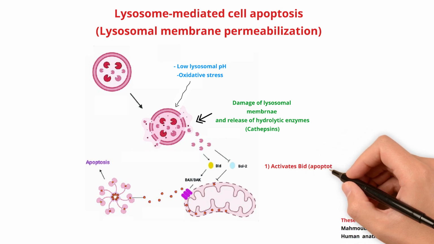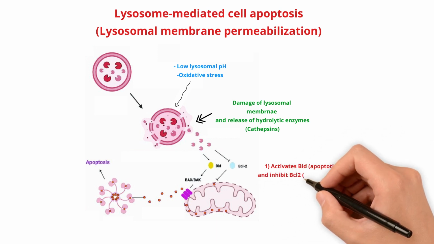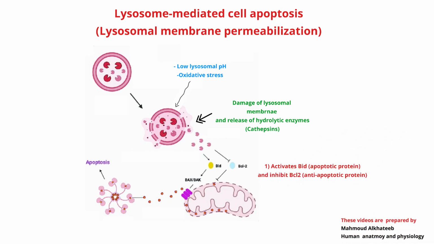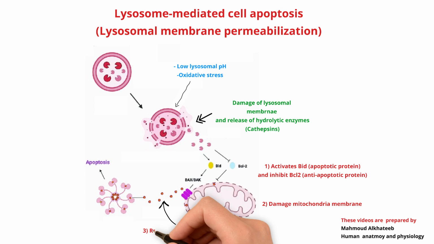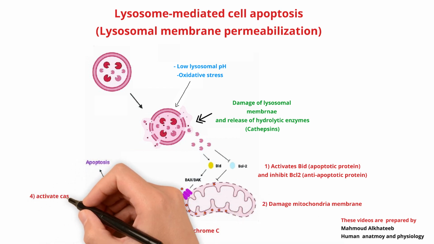Once released, cathepsins activate the pro-apoptotic proteins and degrade the anti-apoptotic BCL2 proteins. This leads to the permeabilization of the mitochondrial membrane and release of cytochrome C, which can activate caspase proteins that push the cell towards programmed cell death.